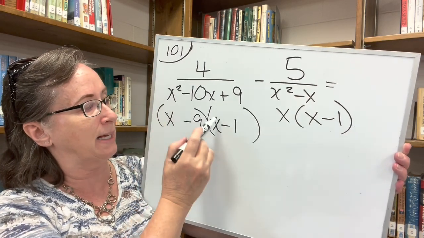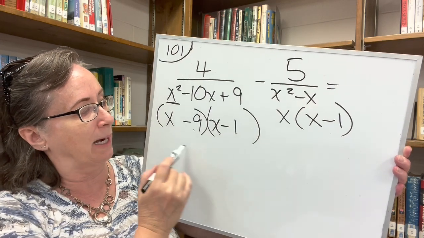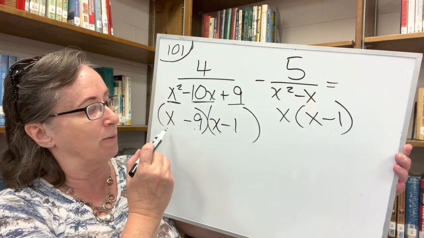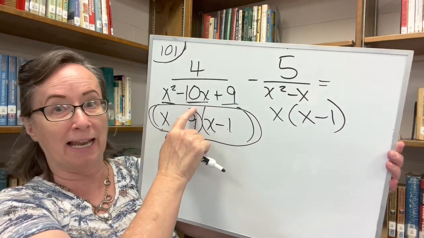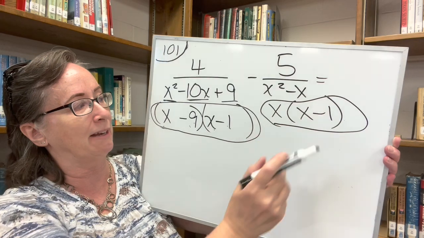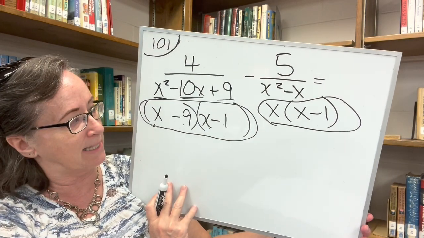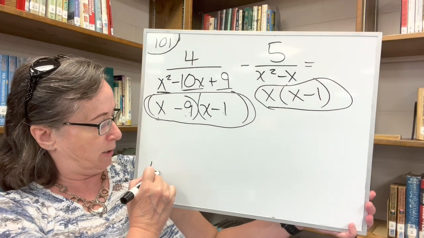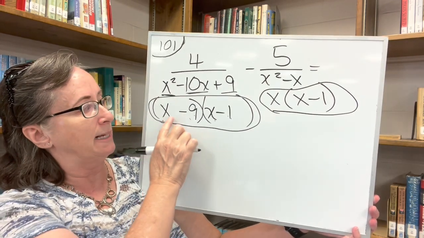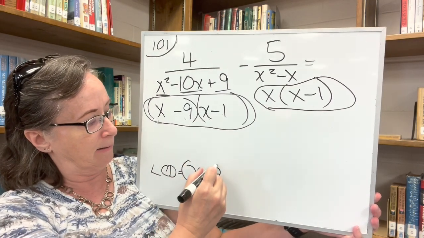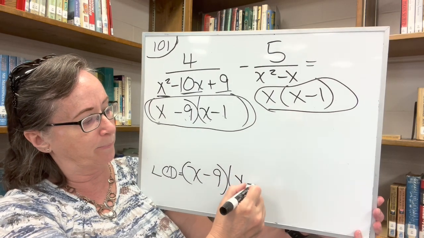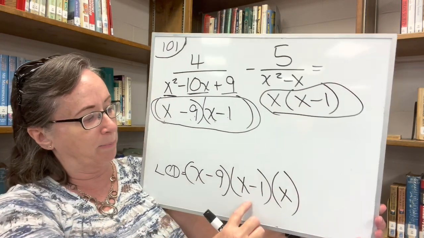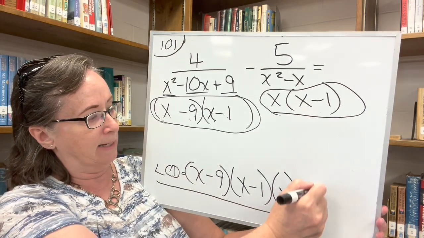So when we FOIL it, we get x squared. We get a negative 9x minus another x is a negative 10x. And then a negative 9 times a negative 1 is a positive 9. And it works. So this is the correctly factored left-hand denominator, and this is the correctly factored right-hand denominator. But notice that each one of them is missing something that the other one has. So the first thing we're going to do is build our LCD. Our least common denominator must have an x minus 9, and it must have an x minus 1, and it must have an x, which I'm out of space, so I'll just write it there. And then an x minus 1, but it already has one. So now our LCD is this right here.